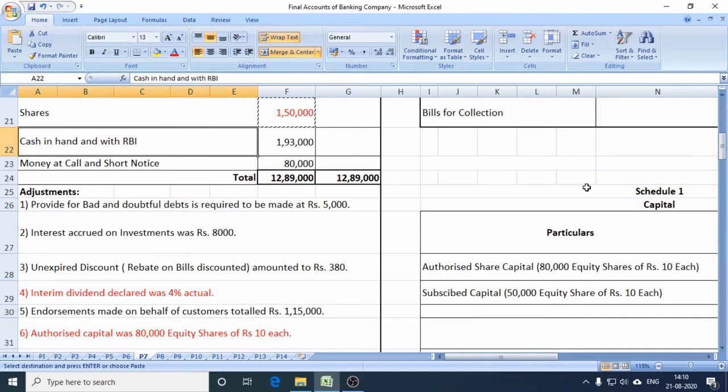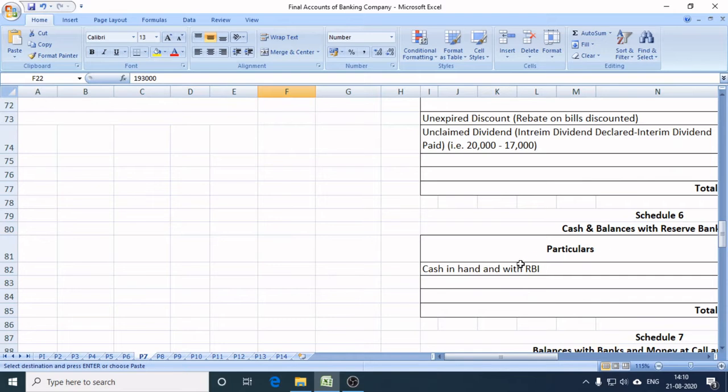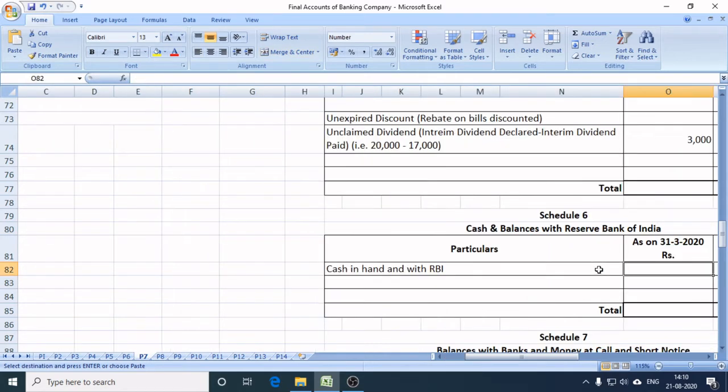Okay, next is cash in hand and cash with RBI. The balance is 1,93,000 and it is the bank's asset, and we should record it under schedule number 6, cash and balances with RBI, 1,93,000.